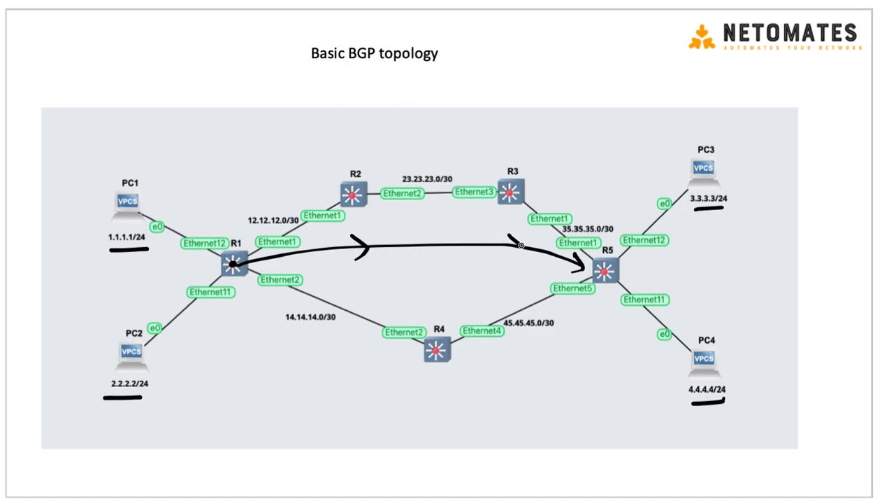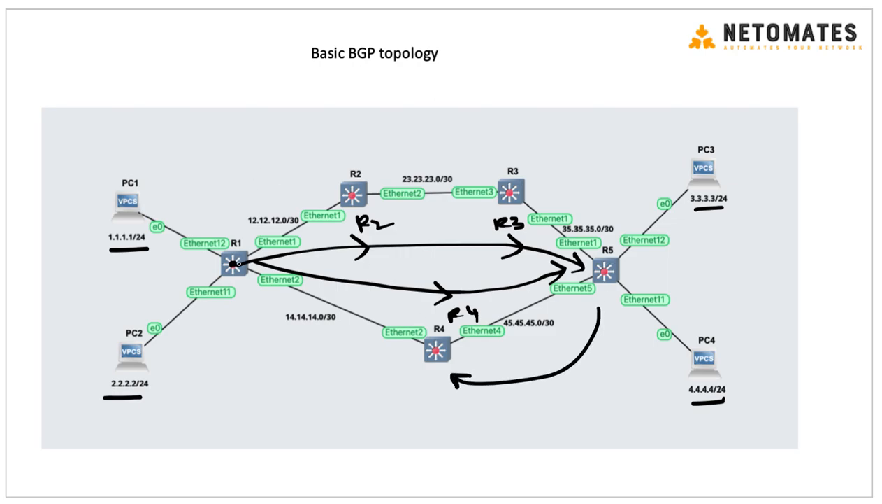On the way we have R4, and here we have R2 and R3. Similarly, we want to advertise 3.3.0 and 4.4.0 from R5 to R1. So we will configure BGP between R1 and R2, R1 and R4, then R2 to R3, and R4 to R5, so that all the routers will be running BGP and will be able to exchange routes from one side to the other.